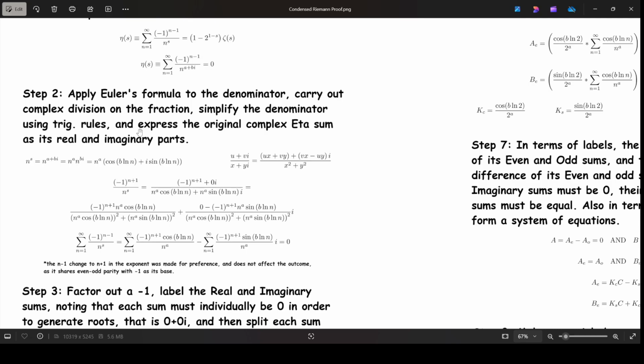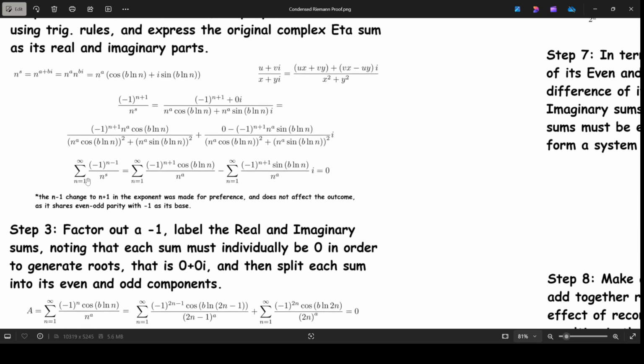We're going to apply Euler's formula to the denominator. We're going to do complex division, and then we're going to simplify using trig rules. And that's all you're seeing in this section here. Here's the formula for the exponent to put it in trig form. The bottom part, the complex exponent, we're going to use that. Here's vector division, or the complex division, and here's that being carried out. And it leaves you with this.